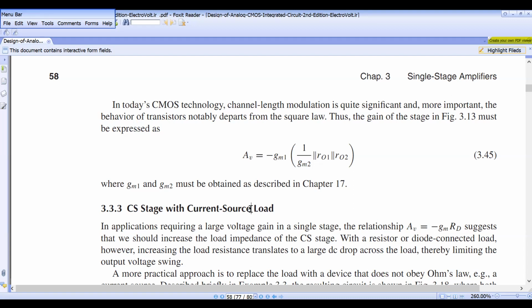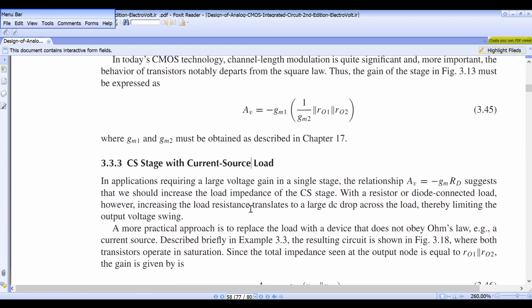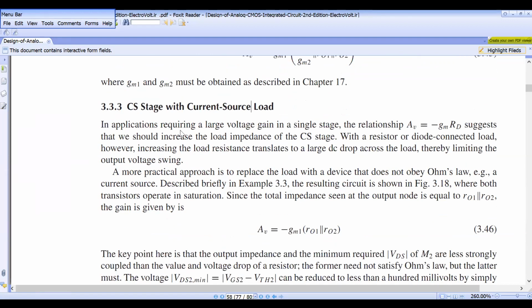Now my wish is not to follow that. In place of the diode or the resistance, we'll keep a constant current source. A constant current source means it will always flow a fixed amount of current. See here, applications require a large voltage gain in a single stage. The gain formula suggests that we should increase the load impedance, to get more gain.